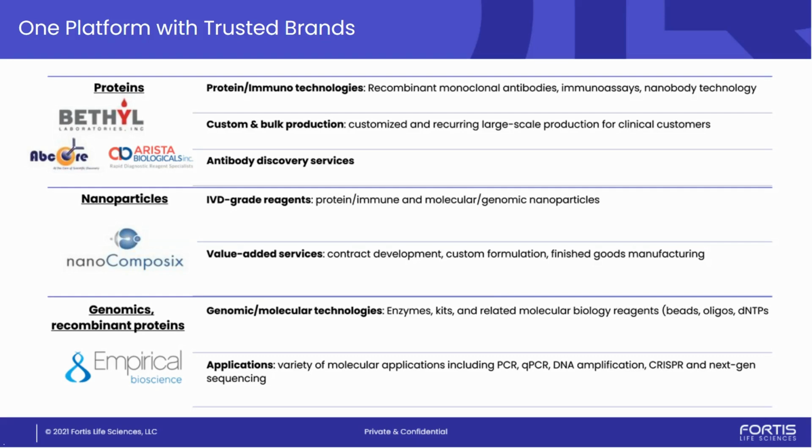And then coming back to how our company can help, this is a summary slide of that. On the protein side, we have Bethel, Arista, and Abcor, whether these are enzymes or proteins, quite a large array. Nanoparticles, that's really going to be nanoComposix. So that's the gold nanoshells we talked about, that's the 40 nanometer gold. If you're looking at different conjugation systems using streptavidin gold and biotin, protein A particles, we sell those as well. And really any of the enzymes and recombinant proteins, that'll be Empirical.